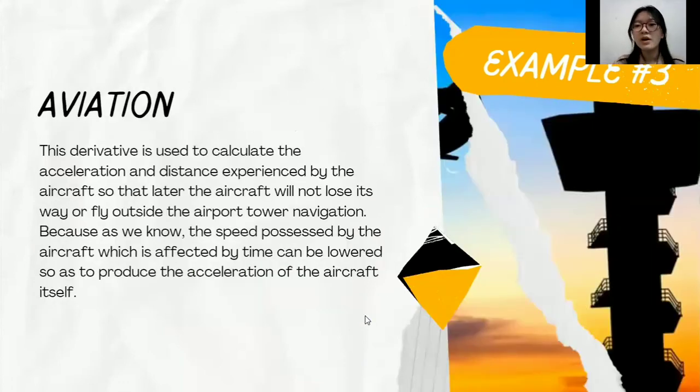For example 3, we are going to talk about aviation. This derivative is used to calculate the acceleration and distance experienced by the aircraft so that later the aircraft will not lose its navigation outside the airport tower. Because as we know, the speed possessed by the aircraft is affected by time and can be lower so as to produce the acceleration of the aircraft itself.